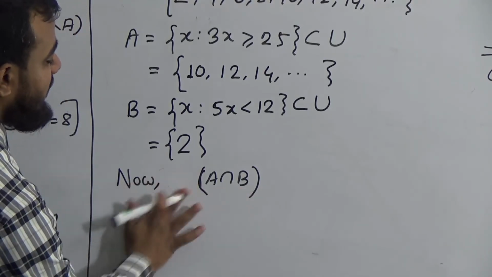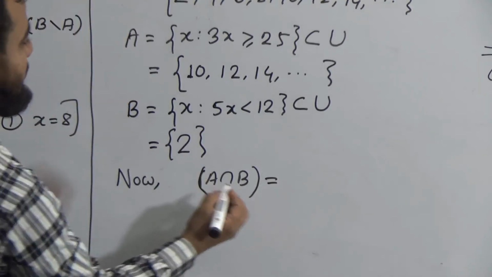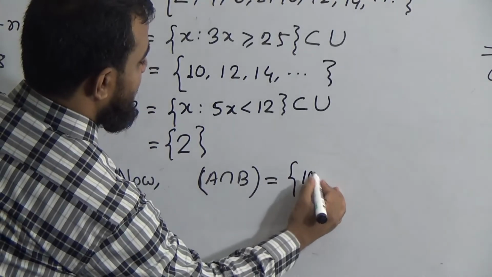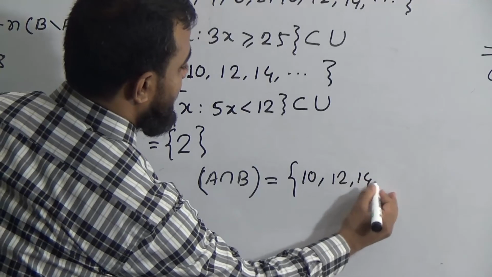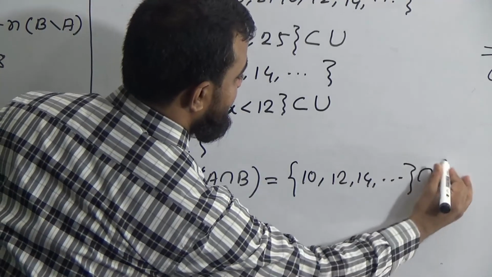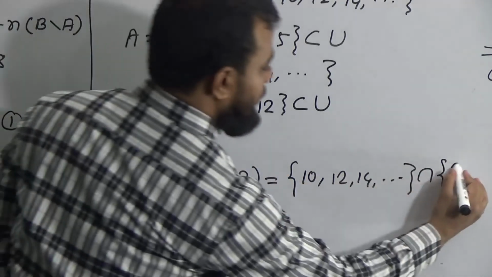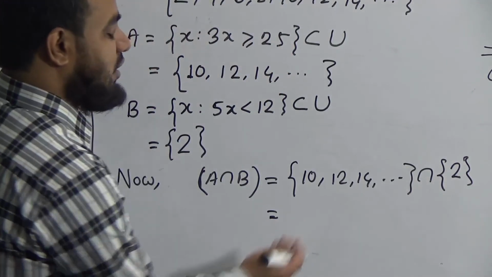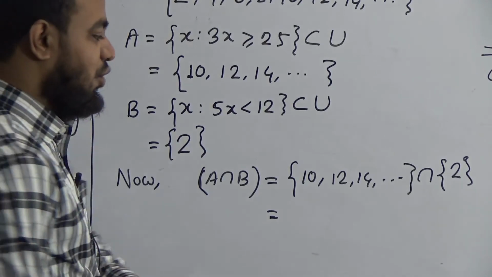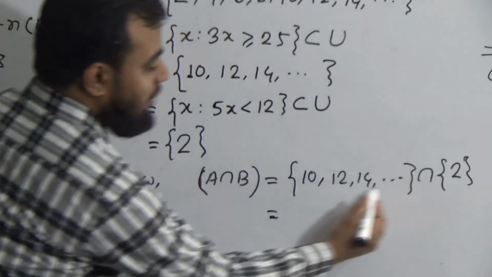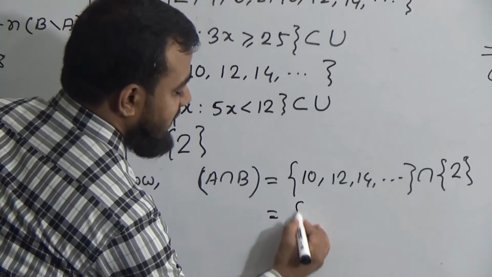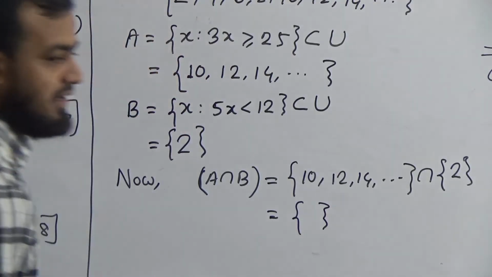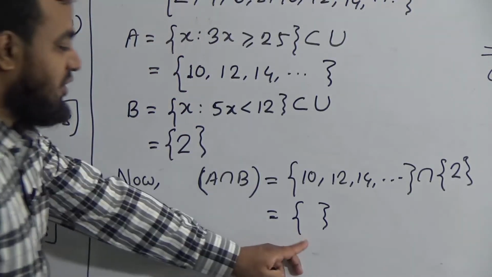So what is A intersection B here? A intersection B equal to the set A, 10, 12, 14 and so on, intersection the set B. B means 2. Now intersection means what? Intersection means we will write down the common elements. What is the common element here? There is no element in common. That means this set will be an empty set. This set will be an empty set.